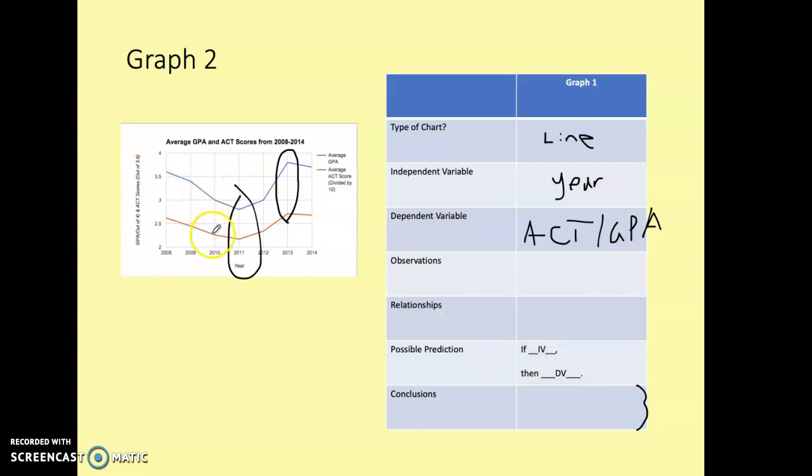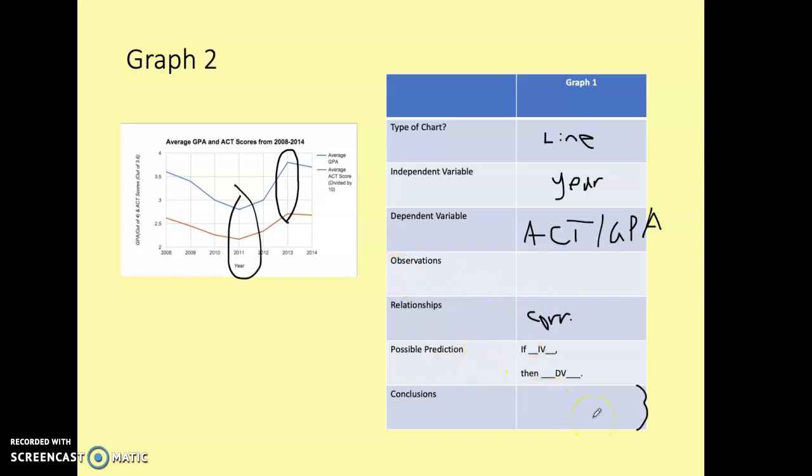Observations are pretty simple. They're impartial. From 2008 to 2011, both GPA and ACT scores went down. From 2011 to 2013, they both went up. From 2013 to 14, they both went down. As for relationships, they're both correlated, so you could say that GPA and ACT score seem to be correlated. And conclusions is some of those other things that we can talk about going into causes.